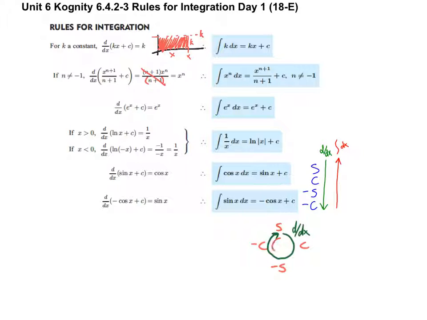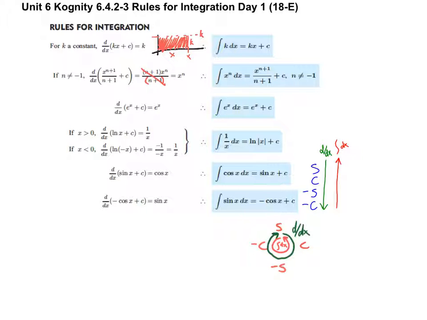Okay? So if we go backwards, counterclockwise, we're doing the integral with respect to x. So the integral of cosine is sine. The integral of sine is negative cosine. The integral of negative cosine is negative sine. And the integral of negative sine is positive cosine. Okay? So that's a little way to help you remember that.